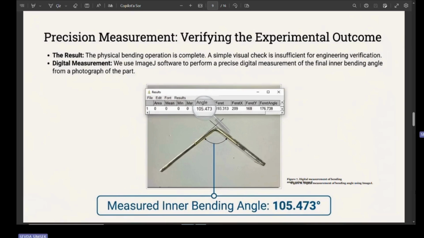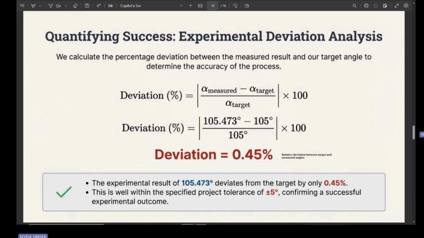And the measured inner bending angle was found. The measured result was compared with the target angle. According to the calculation, the deviation was only 0.45%. This value falls within the specified tolerance range and indicates that the experimental application was successful.